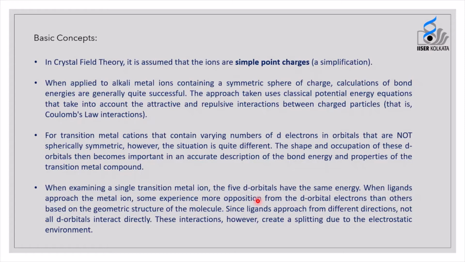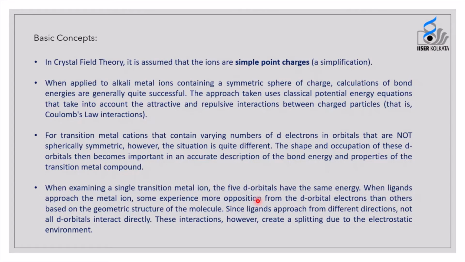For transition metal cations that contain varying numbers of d electrons in orbitals that are not spherically symmetrical, however, the situation is quite different. The shape and occupation of these d orbitals then become important in an accurate description of the bond energy and properties of the transition metal compound.